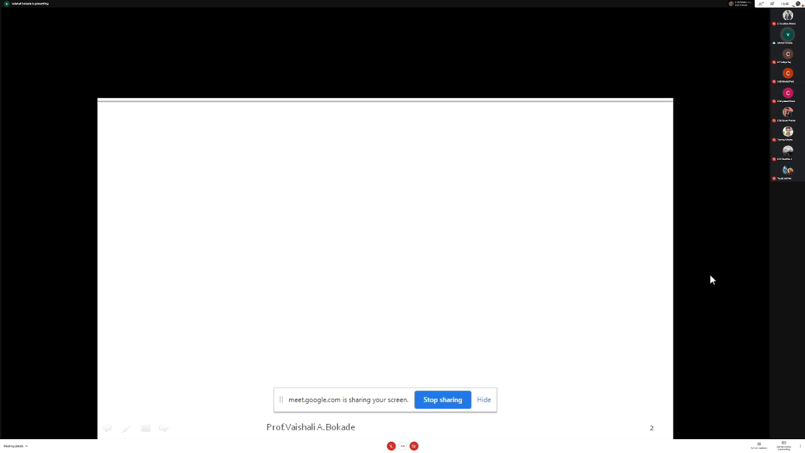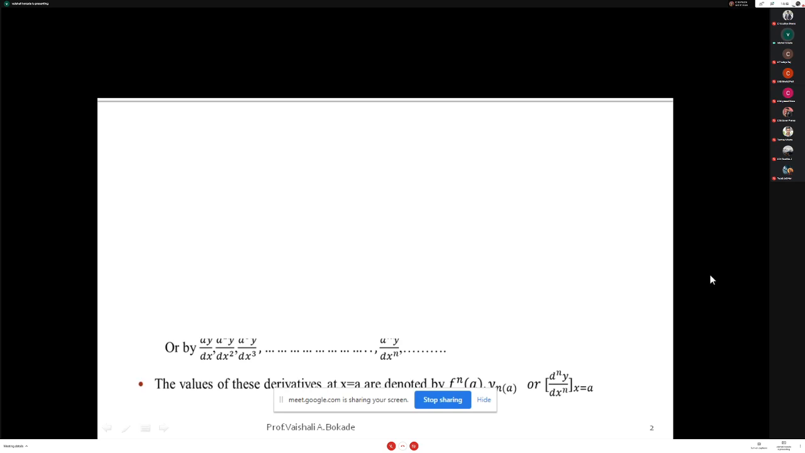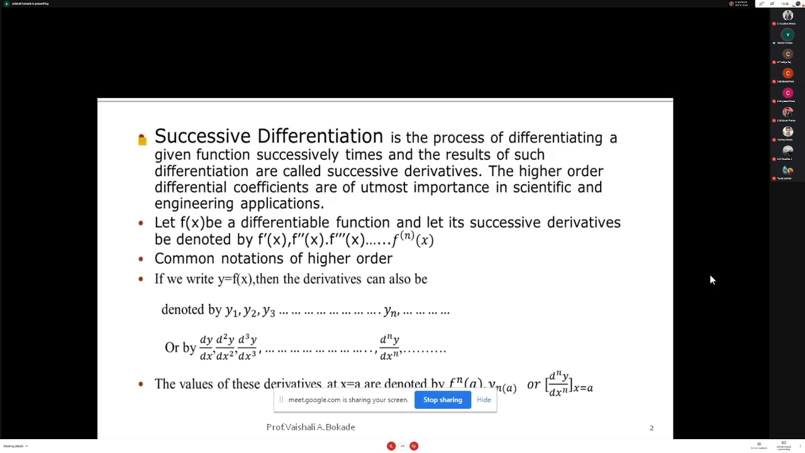Now I'm going to a small topic, successive differentiation. What is meant by successive differentiation? Successive differentiation is the process of differentiating a given function successively n times, and the result of such differentiation is called successive differentiation. Higher order differential coefficients are of utmost importance in scientific work.